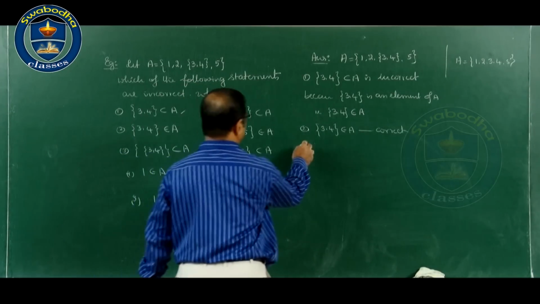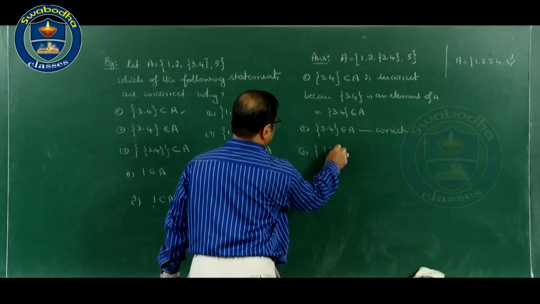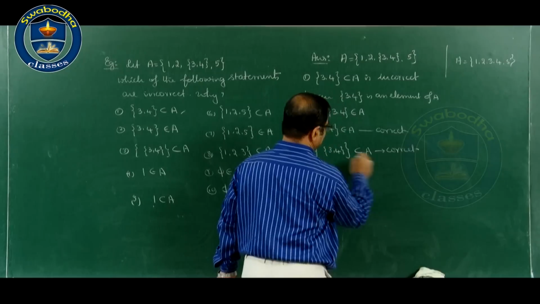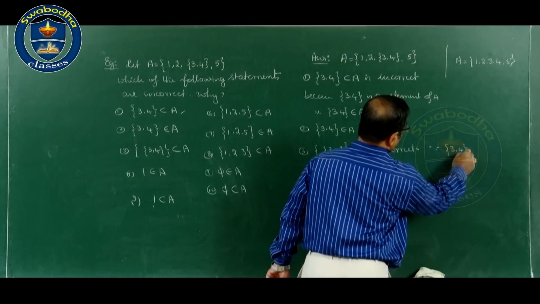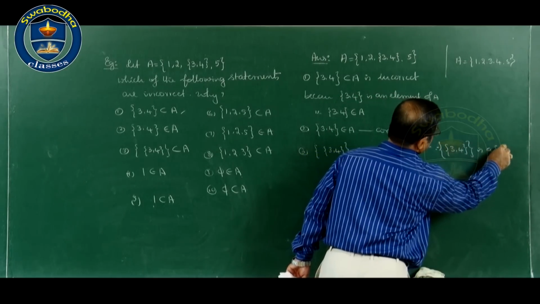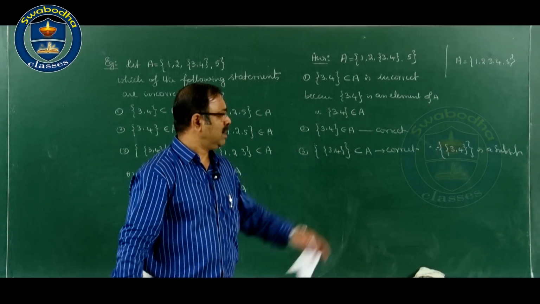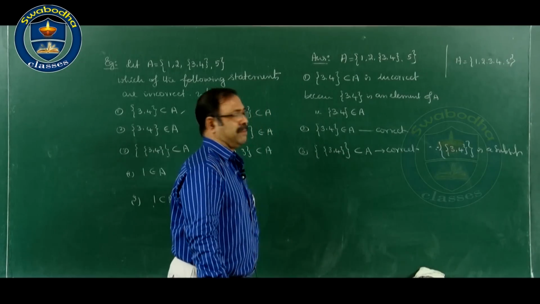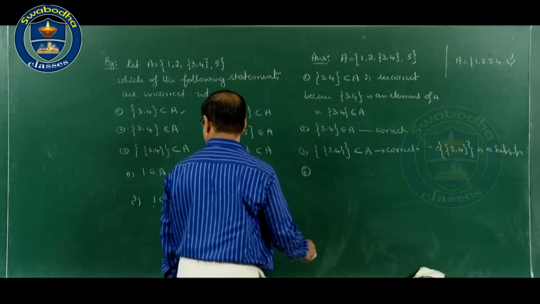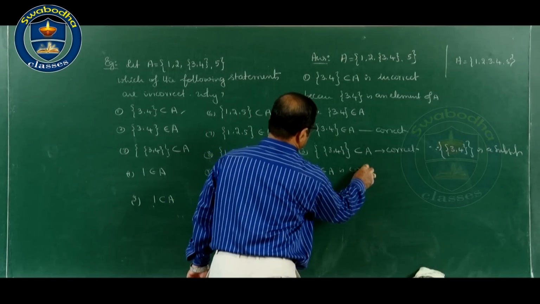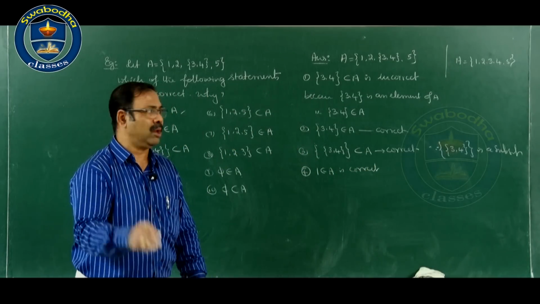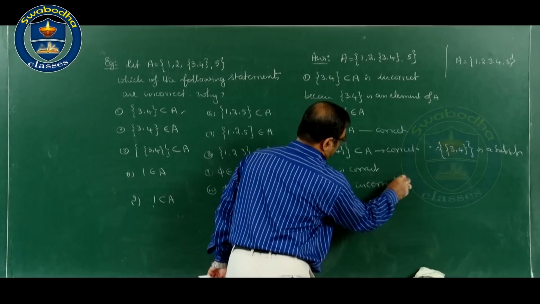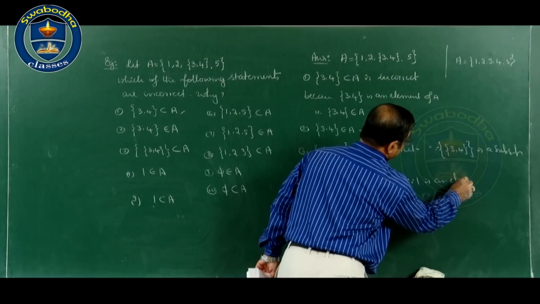Now what about this third one? Third one, see, it is a subset. That is correct. Why? Because see, {3, 4} is an element, now {{3, 4}} is a set. So that is actually a singleton set. Okay, it is a singleton set, therefore it is a subset. That is correct. Now fourth one, 1 belongs to A is correct. Why? It is an element. Element belongs to A. But fifth one, 1 is a subset of A is incorrect because 1 is an element.